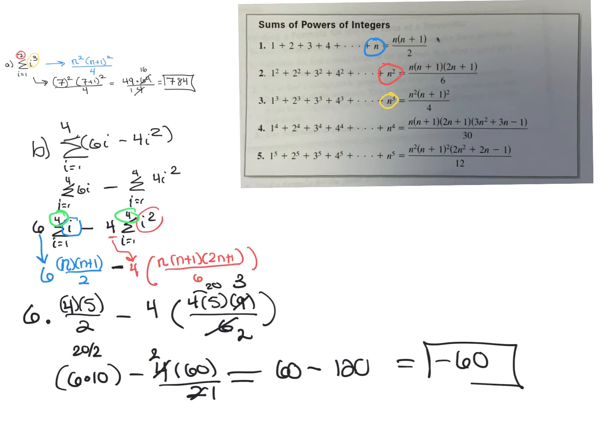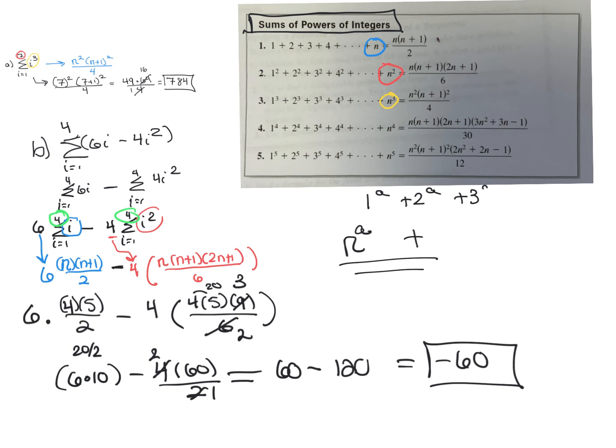So these are just using some sums of powers of integers. So what I'm doing is I'm doing integers n to some power, and then I'm summing them all up. That's what that means, summing them up. So it'd be like if n was 1, 1 to the a plus 2 to the a plus 3 to the a, whatever that power is. This one, the power is 1, power is 2, power is 3, power is 4, power is 5.